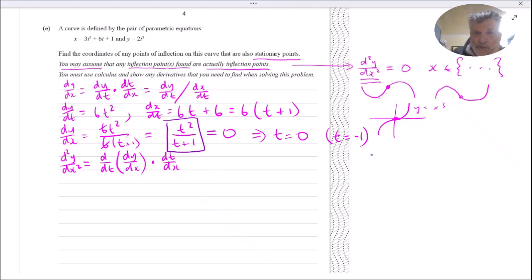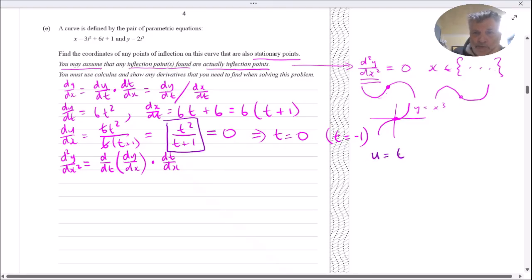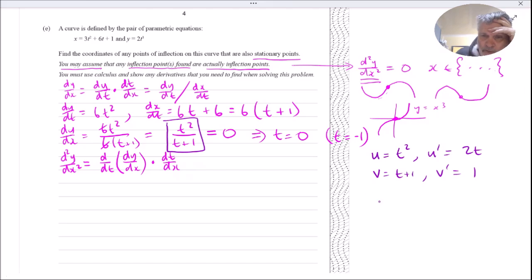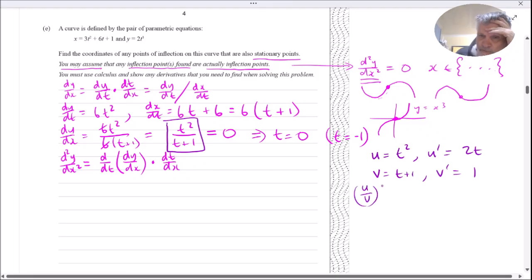Some people like to write down u equals t squared, the numerator, and u primed is therefore 2t, and v equals t plus 1, and v primed is therefore 1. You can do the whole thing without doing that. So the derivative of a quotient, u over v, if you differentiate that, you get v times u primed minus u times v primed over v squared.